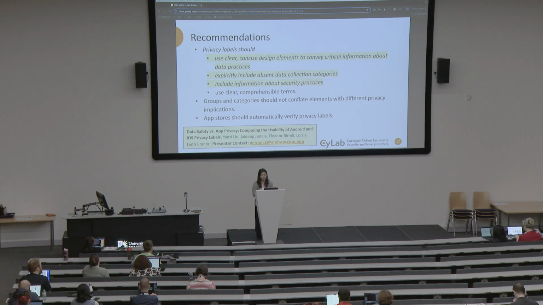Privacy labels should also explicitly include apps and data collection groups, and also include information about security practices. Future work should also explore if there are other security practices that should be included in the privacy labels and how to express them in a way that users can understand.